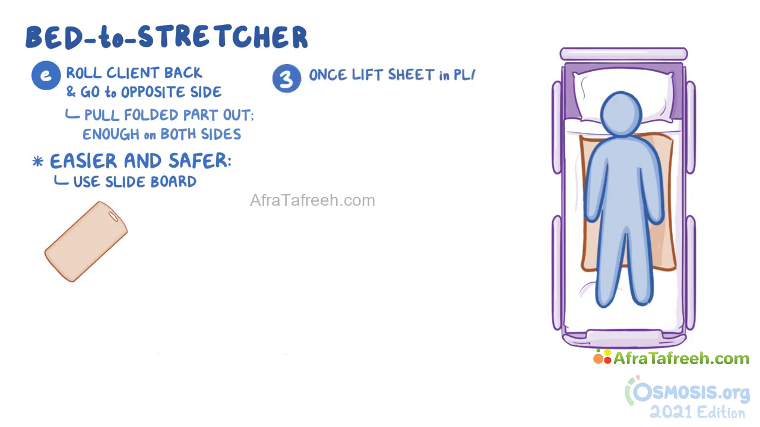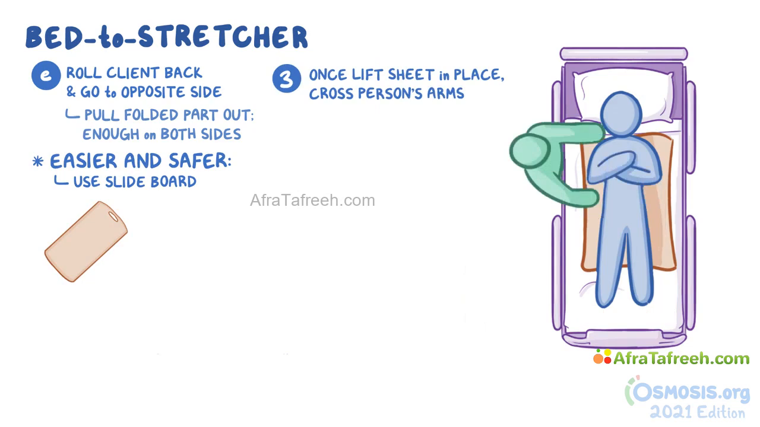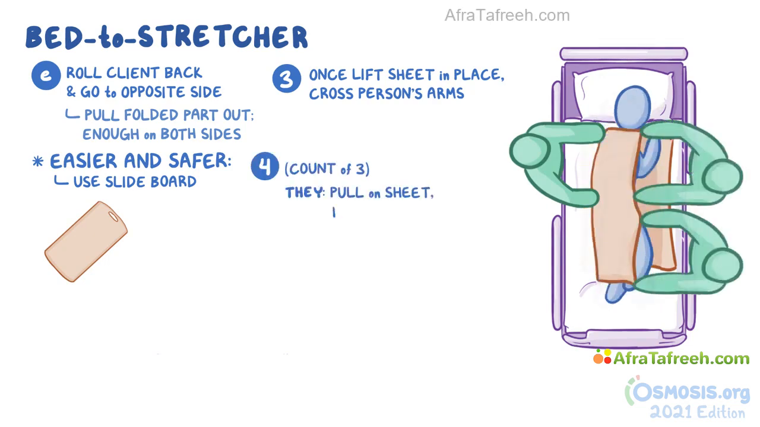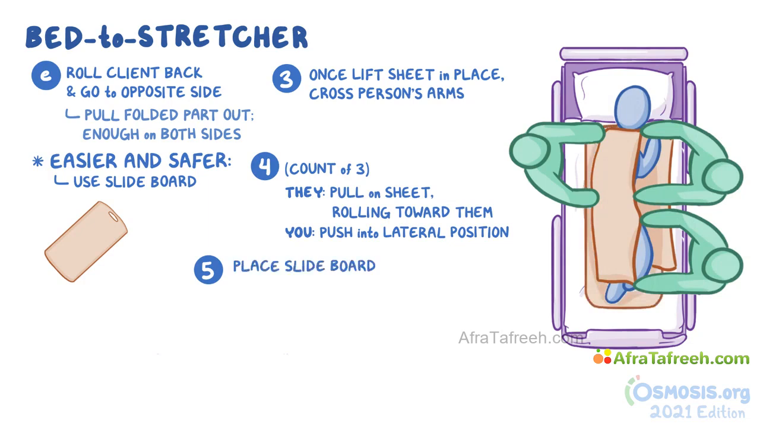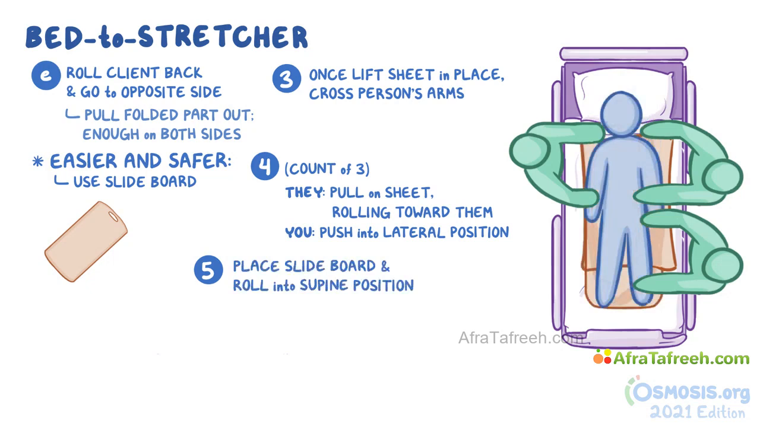Once the lift sheet is in place, cross the person's arms on their chest. You should stand on one side of the bed, while the other 2 assistants stand on the other side, holding the side of the sheet furthest from them. On the count of 3, they should pull on the sheet, rolling the person toward them, while you help push the client into the lateral position. Place the slide board on the bed and gently roll the client back into the supine position.